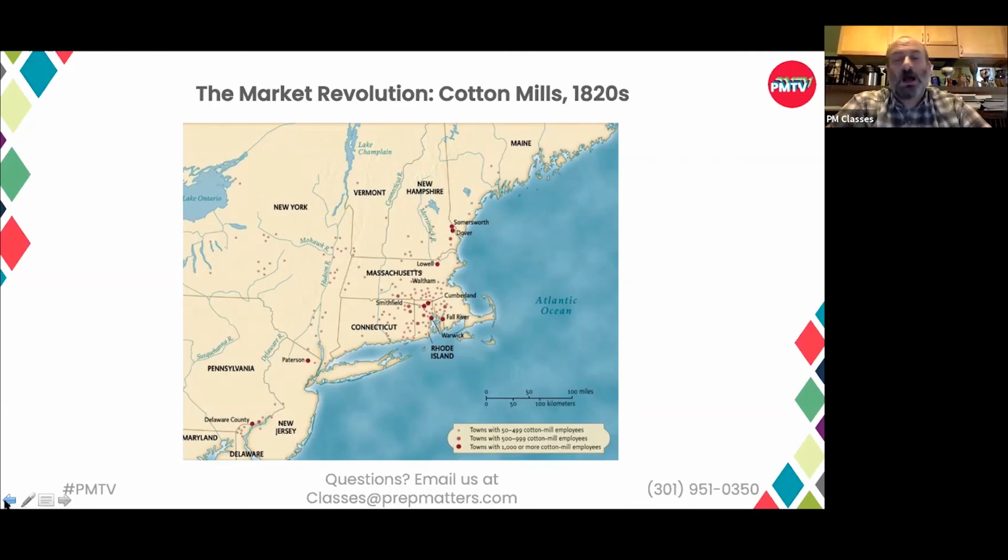New workers come for these jobs. Many of the new workers in the mills come from Europe. Between 1840 and 1860, over 4 million people immigrate to the United States. That's more than the entire population of the United States had been in 1790. The majority of those immigrants come from Ireland and Germany. And the immigrants overwhelmingly went to the North and the Midwest and not to the South.